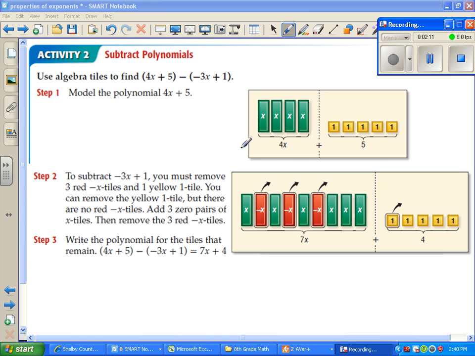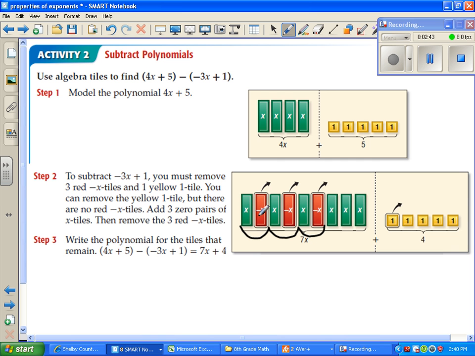Then to subtract the negative 3x plus 1, you must remove 3 red or negative x tiles. Well, do I have 3 negatives in here? Up here? No. So remember when we had our algebra tiles, if I had to put any in, I had to put a pair in. So this is what you're adding in right here. 1, 2, 3. Because I have to put them in as pairs. Because they zap out as pairs and they come in as pairs.